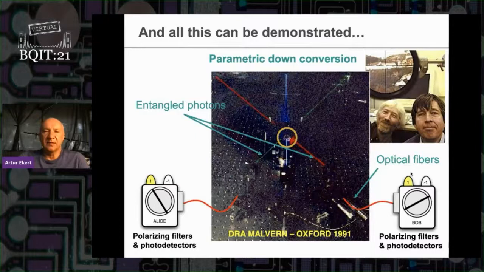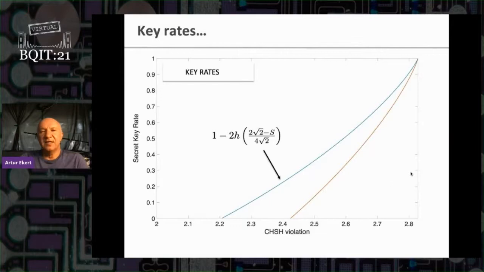So, of course, the way I present it is perhaps simplistic. It gives you the idea, but it doesn't give you all the tools that you need to be more specific. So for example, you have to estimate the secret key rate, how much key you can generate given such and such violation of CHSH inequalities. So that was done.